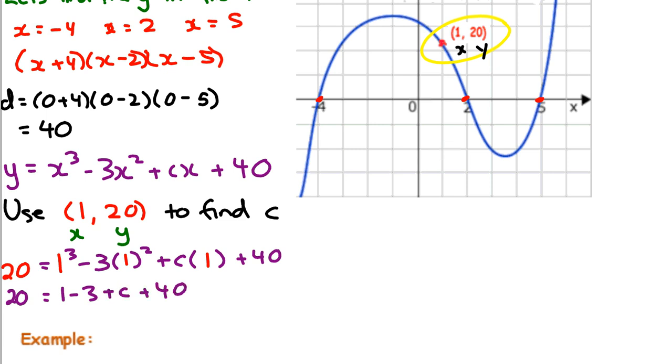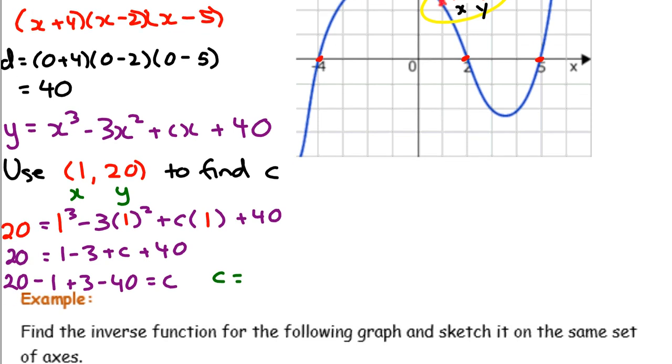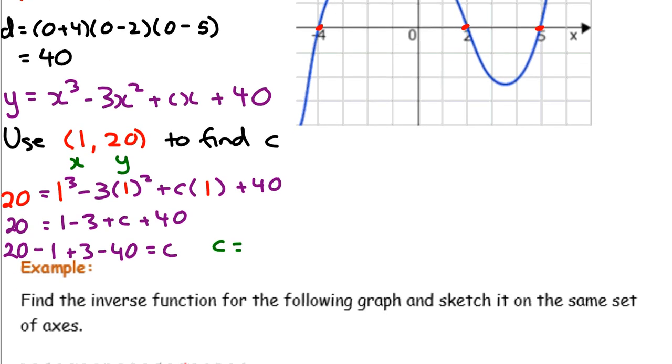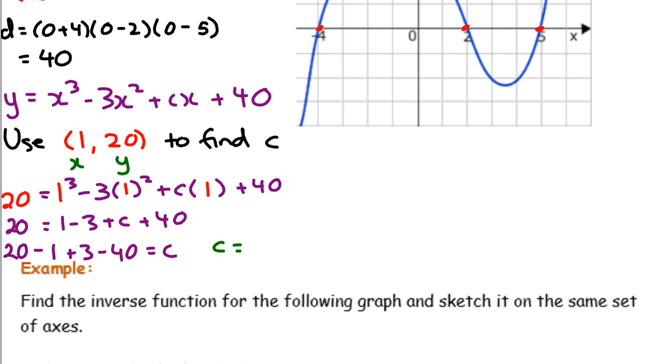So 20 minus 1 plus 3 minus 40 equals c. So would you agree now that c equals 20 minus 1 is 19. 19 plus 3 is 21. 21 minus 40. Hang on, what have I done wrong here? 20 minus 1 is 19. 19 plus 3 is 22. 22 minus 40 is negative 18. So we've just found our two answers. C equals negative 18. D equals 40.